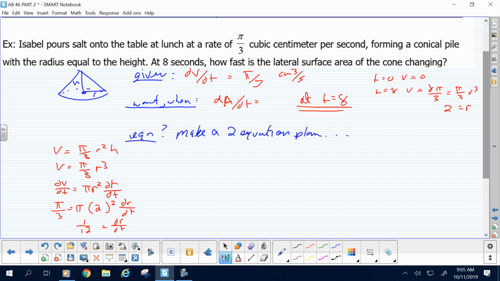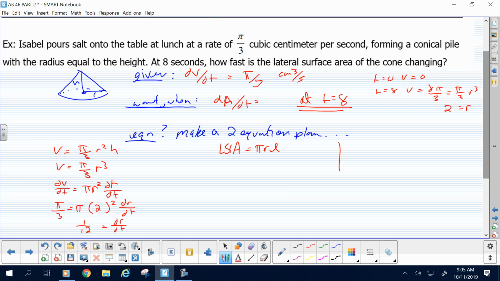So dr dt is, pi's drop away, what do you get? 1/12. Okay, normally I'd say units, but don't worry about the units, although it's probably centimeters per second. Okay, now let's talk surface area, or lateral surface area. It's pi r l, yeah? Okay, so should I take the derivative the way it is, or sub to get it to 2? Sub to get it to 2.